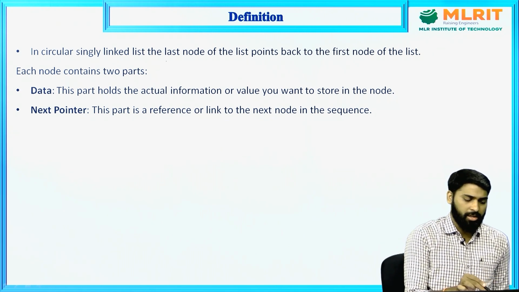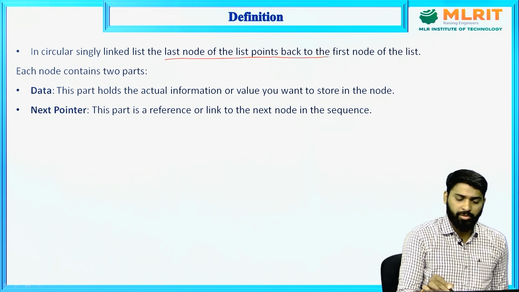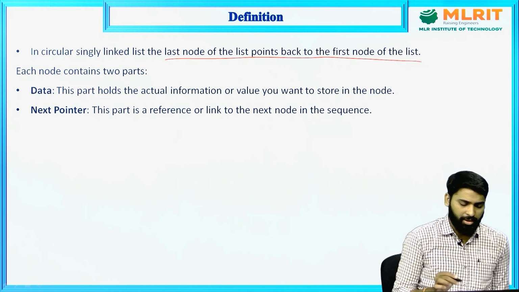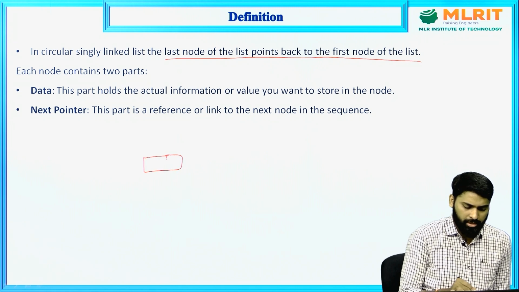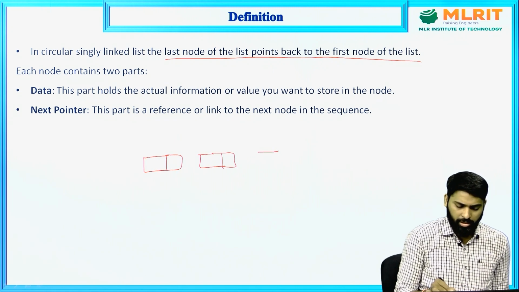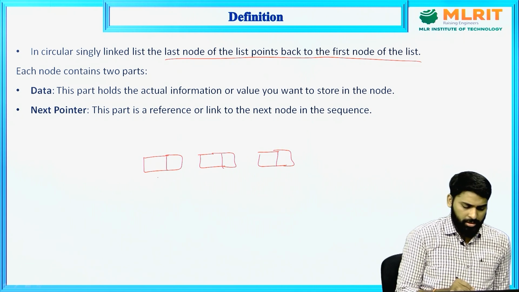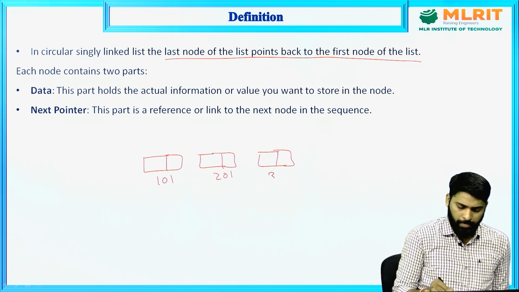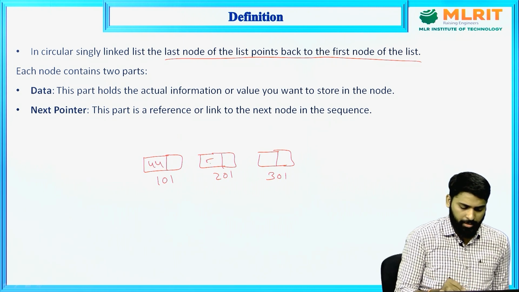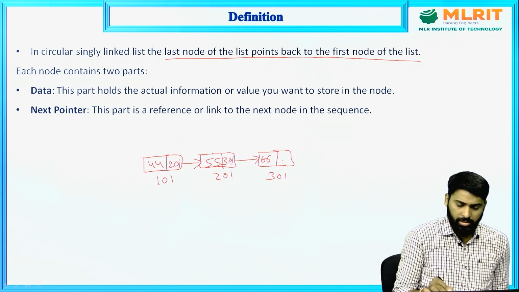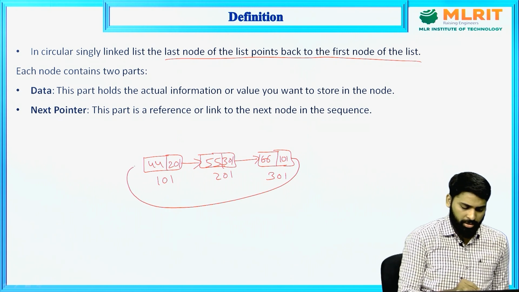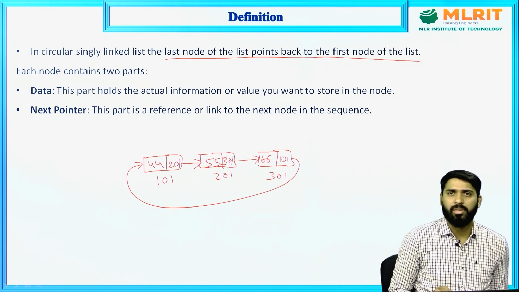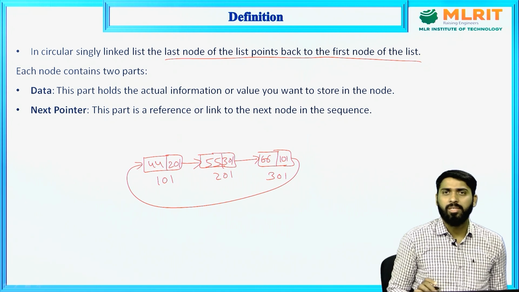In circular single linked list, the last node of the list points back to the first node of the list. Let us assume this is the list, here I am taking only 3 nodes. Let us assume these are the addresses, and these are the data elements. 101's next node is 201, 201's next node is 301, 301's next node is 101. Why? Always the last node's next address is the first node's address. This we call a circular single linked list.